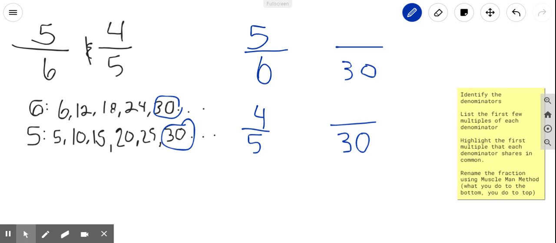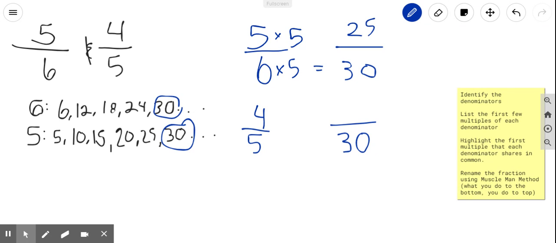Remember a muscle man. When he flexes up and he flexes down. So I'm thinking 6 times what number gave me 30? So I can look back at my list that I made and I can count 1, 2, 3, 4, 5. I did 6 times 5, which is equal to 30. So I'm going to do the same up top, 5 times 5, and I know 5 times 5 is 25.